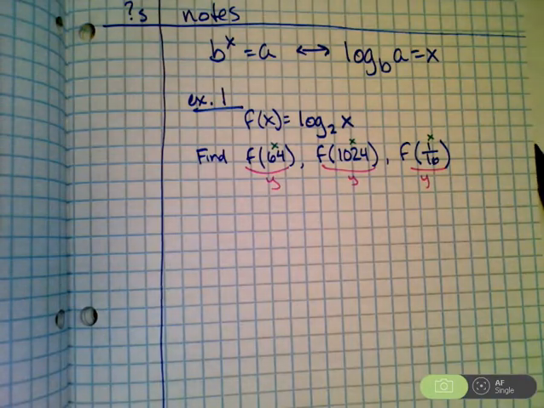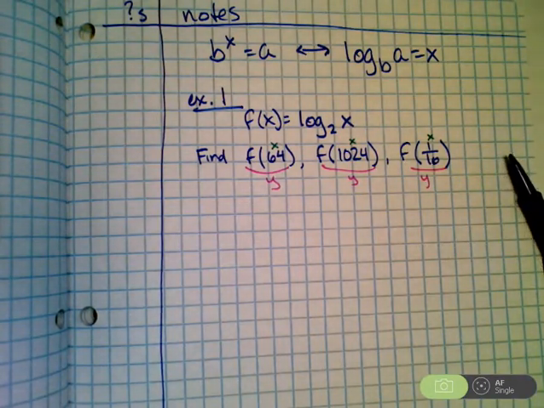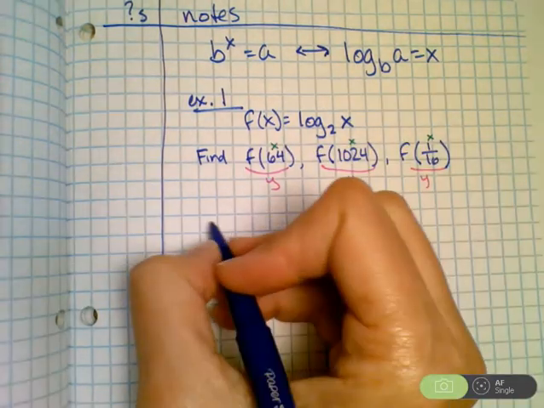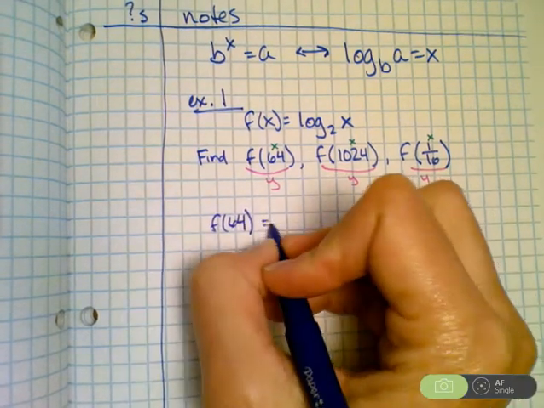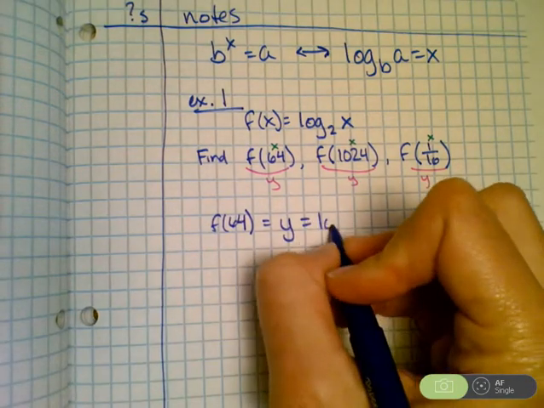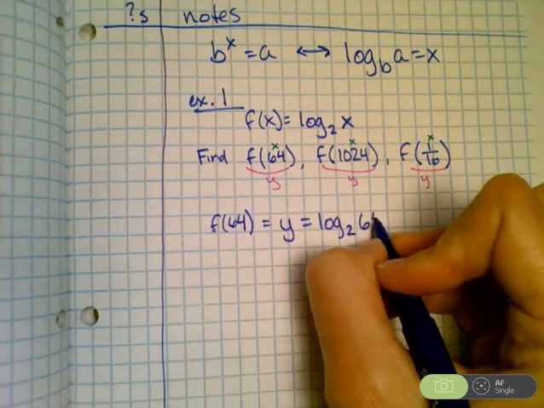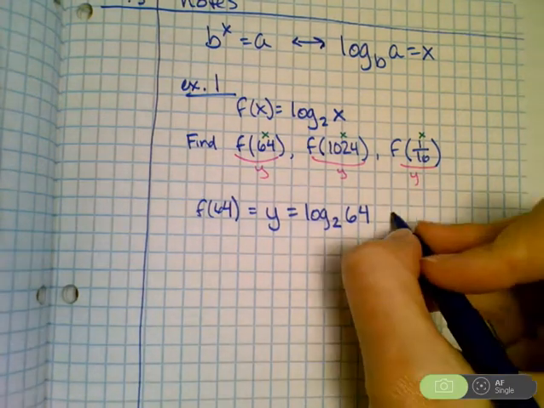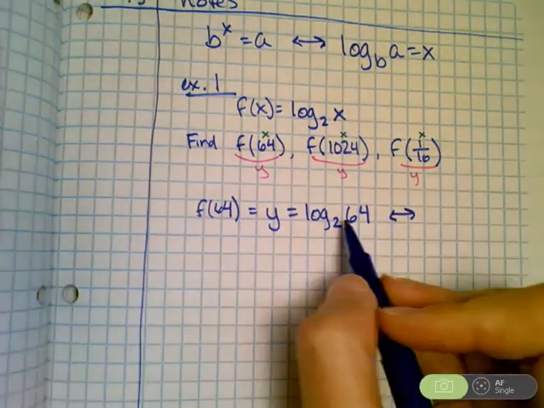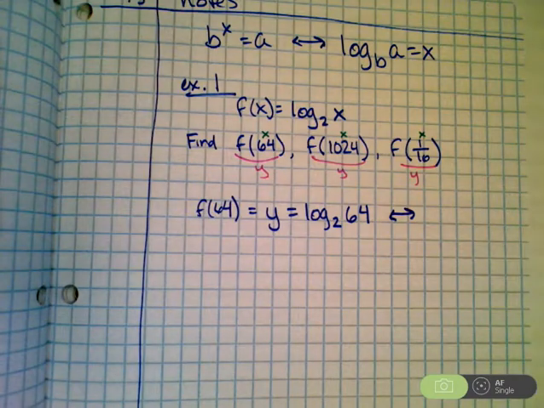So basically what we're going to do is set up some equations to find what the y is equal to. So f of 64, we're going to call that y, and we're going to say y equals log base 2 of 64. Then we want to think about the exponential form of that.